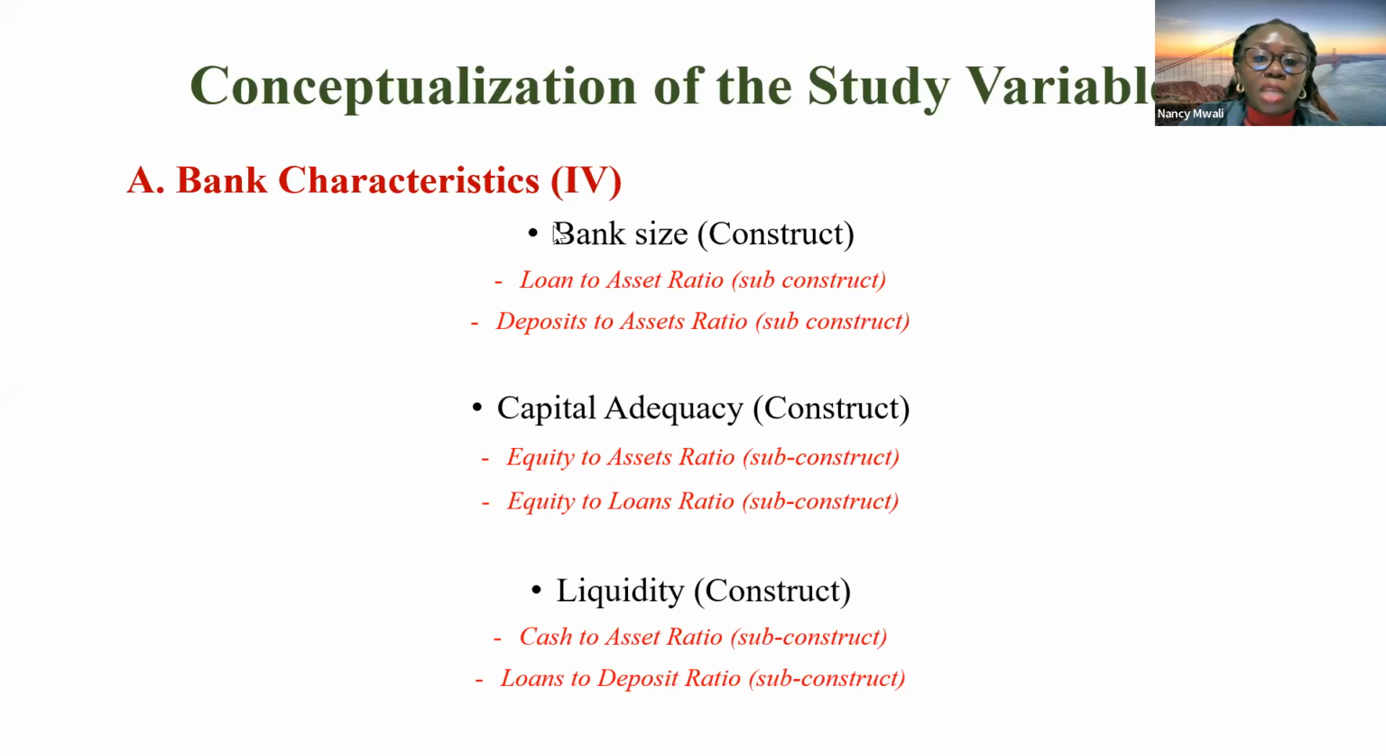Then, of course, under the bank size, we have gone down to put, loosely put, maybe the formulas, which in this case we are calling subconstructs, which would be used as measurements for bank size. If you're doing a quantitative study, like myself, in terms of finance, mostly it will be a quantitative study, then you'll be expected to use the formulas that will be able to measure the bank size. Then, of course, the capital adequacy, we have the examples there. Those will be the subconstructs for the bank characteristics as our independent variable.